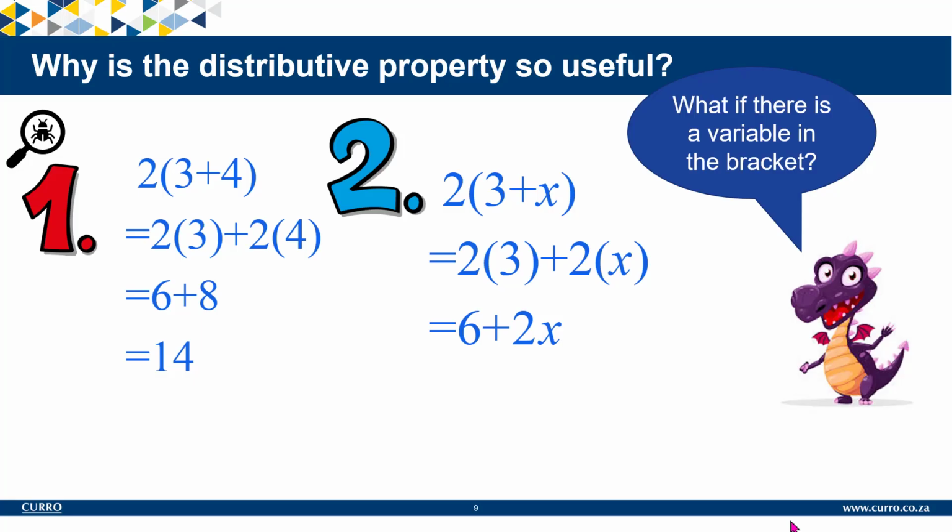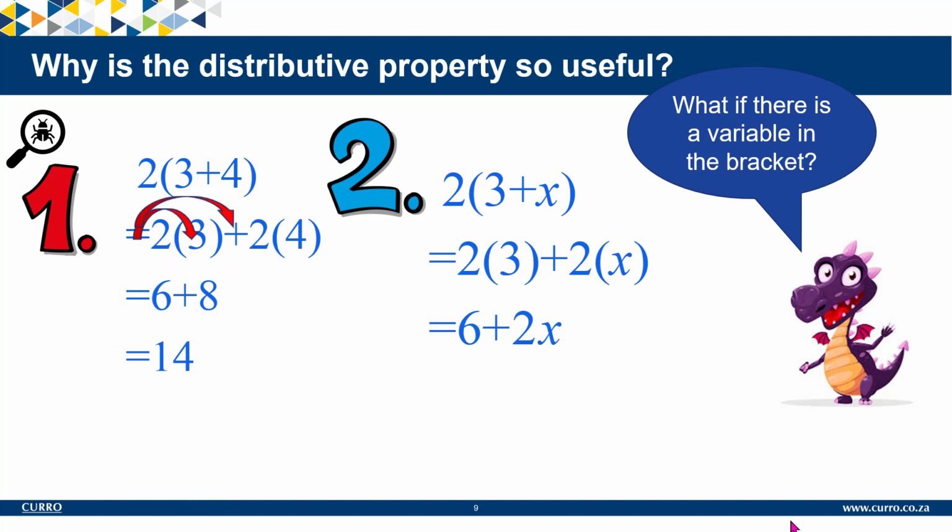Why is the distributive property so useful? Write down the examples in your math journal. So here is example 1 and 2. In example 1, we can either first calculate the bracket or we can distribute. But in example 2, we cannot calculate the bracket because the two terms are unlike. So here we can use distribution.